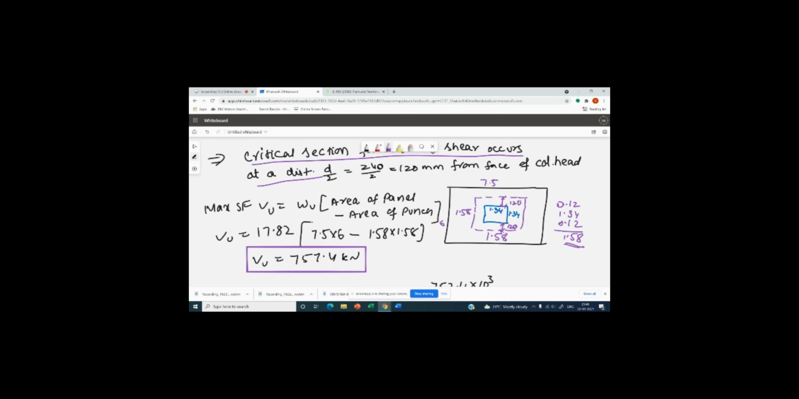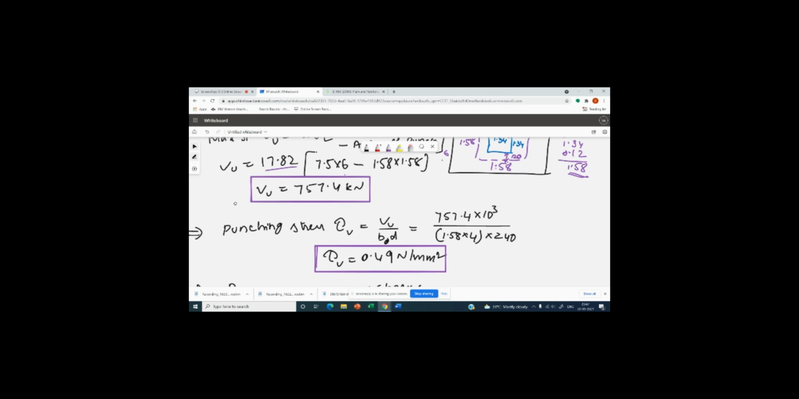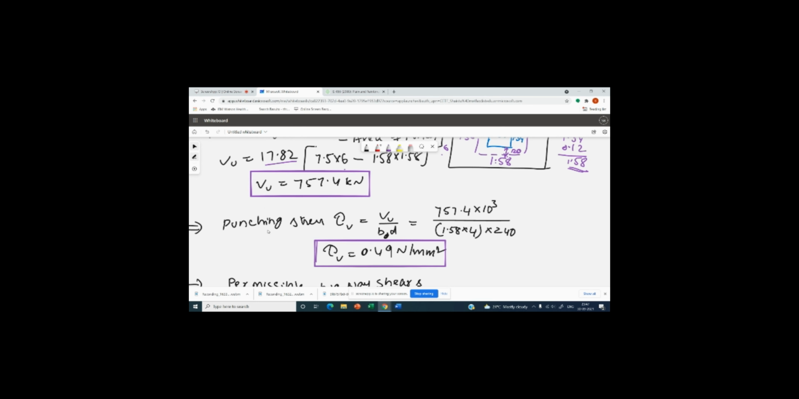To get the shear force, the maximum shear force is obtained using the formula: maximum shear force is equal to WU, that is the total load over an area, multiplied by area of panel minus area of punch. Okay, so the load over an area was 17.82 kilonewton per meter square. Area of panel is 7.5 by 6 minus area of punch is 1.58 by 1.58. So we got the total shear force as 75.74 kilonewton.